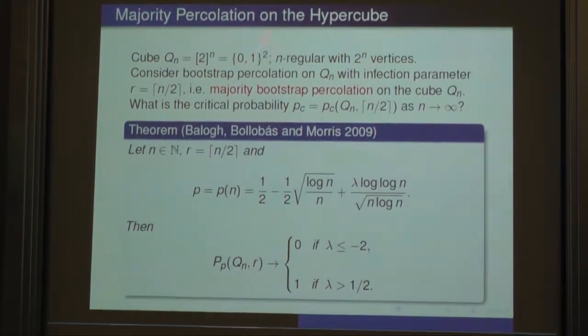So, with Rob Morris and really two extremely clever collaborators, proved that the next term is 1/2 root log n over n. And if you just tweak it a little bit by this lambda log n over whatever, then if lambda is smallish, it goes one way. If lambda is largish, it goes the other way.